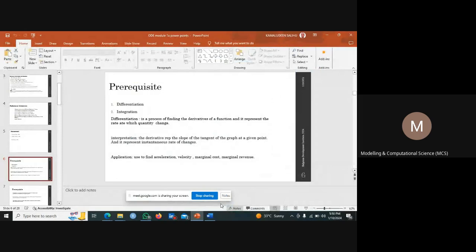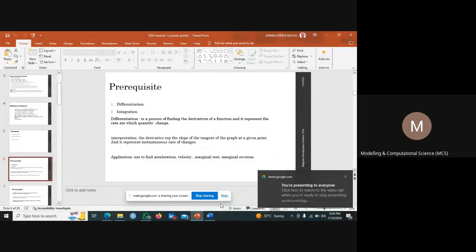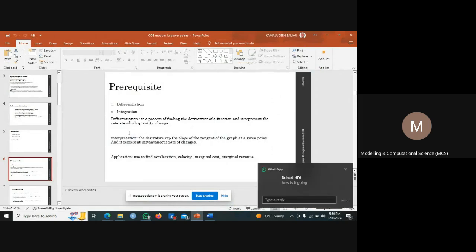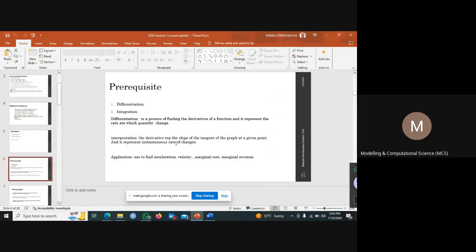Thank you so much. So differentiation focuses on how quantities change, or the rate at which a quantity changes. The derivative represents the slope of the tangent of the graph at a given point, and it represents the instantaneous rate of change, just as we said earlier.